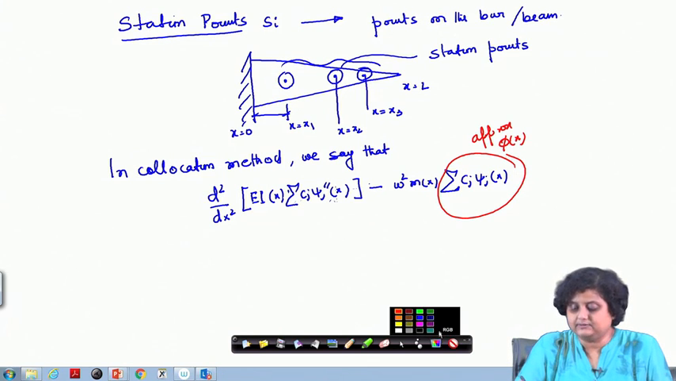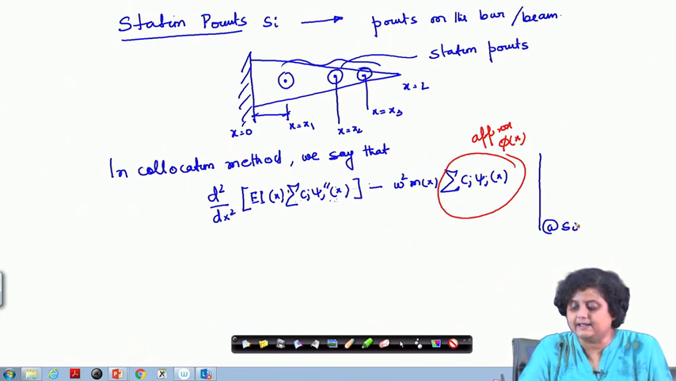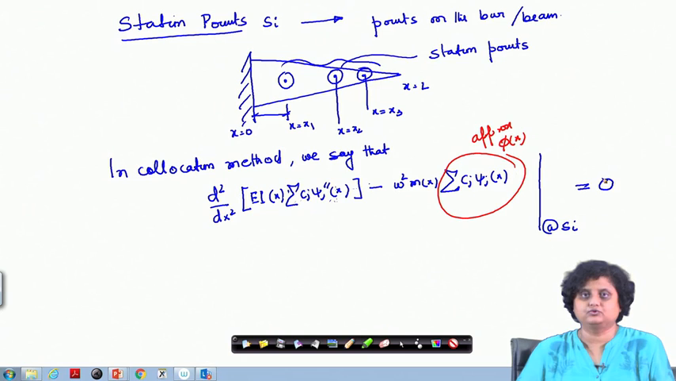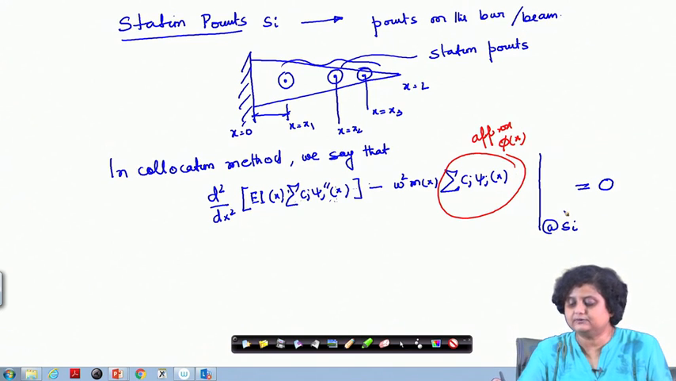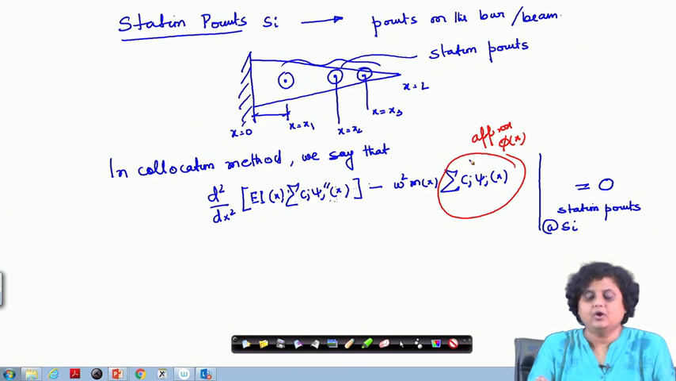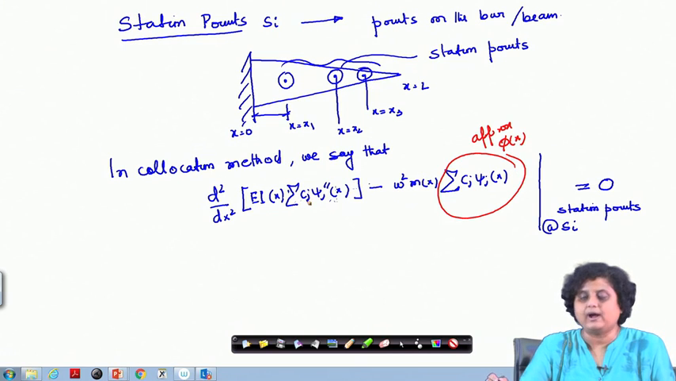But what we do is that we force that at the station points Si, this is going to become 0. This is what we are going to enforce: that at all the station points, this equation which contains Cj and psi j is going to go to 0. So, from this enforcement we will find out the constant Cj's which are going to satisfy this criteria.